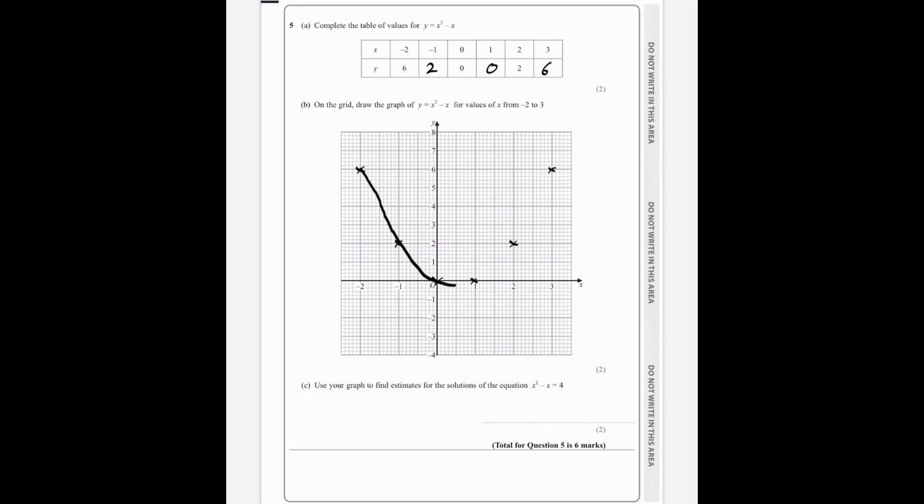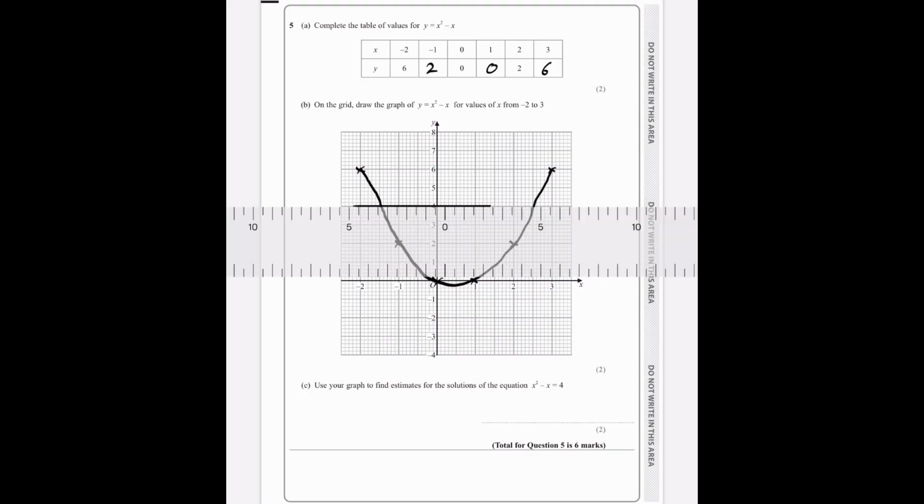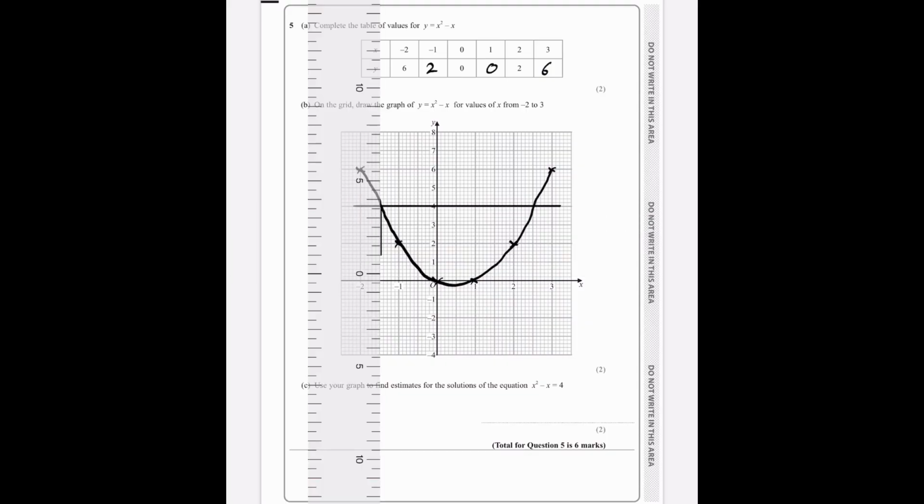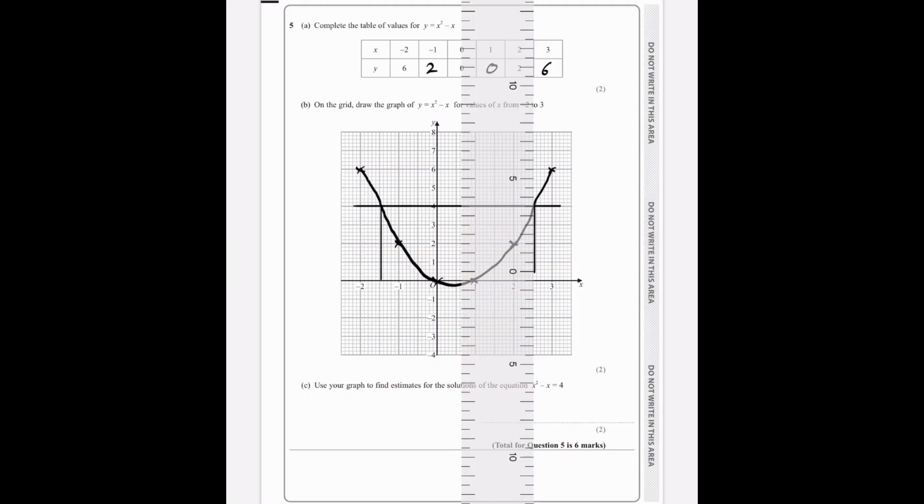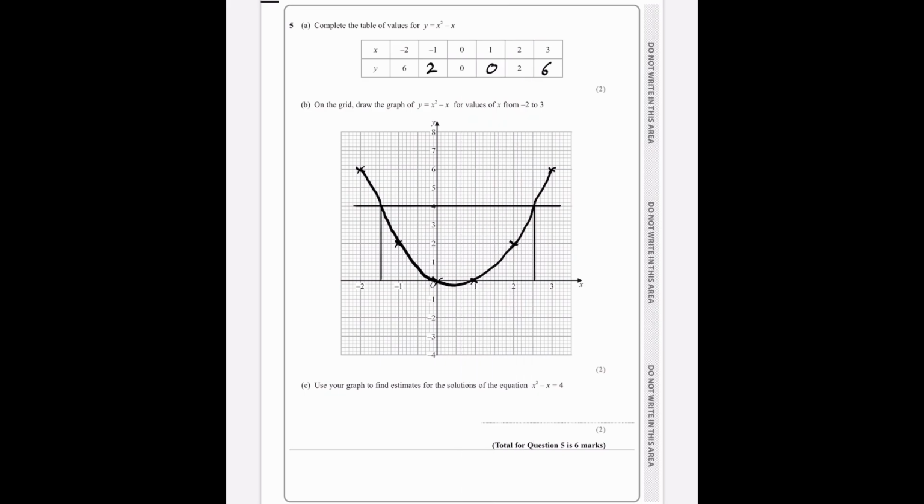Try and make it smooth. Get it through all the points. It's a curve, so there shouldn't be any straight bits. Yeah, not great. Anyway, for the second part, I've drawn y equals -4, and I've read off the x coordinates where that happens, -1.5 or 2.5. These are the solutions to the equation.